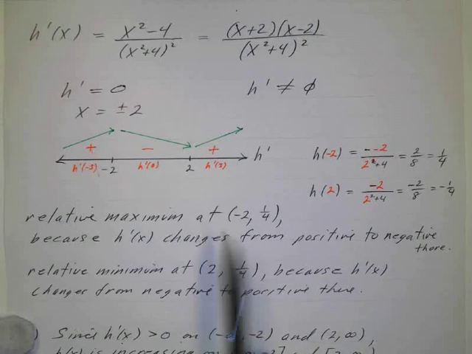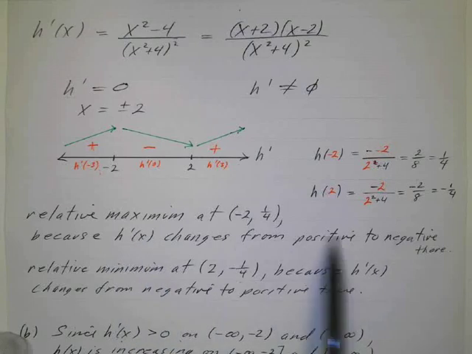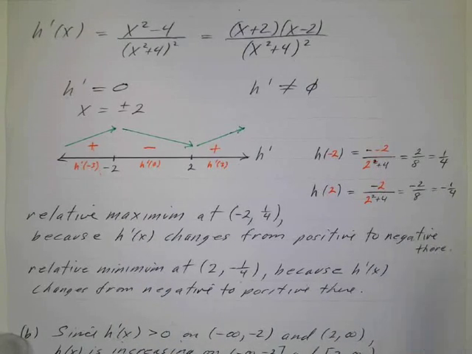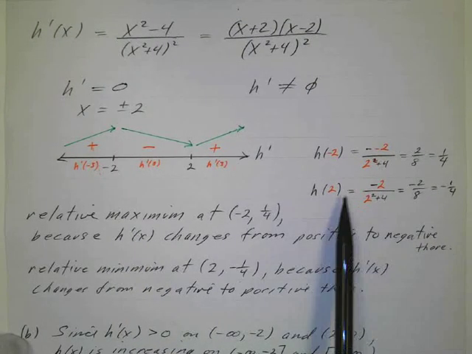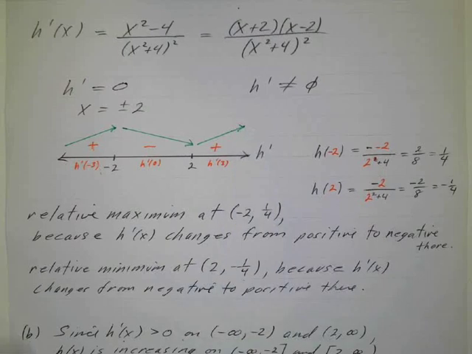So this was the relative maximum at negative 2, 1/4. Why? Because h prime, that's the derivative, changes from positive to negative there. And at positive 2, negative 1/4, there's a relative minimum. Why? Because h prime changes from negative to positive there. Okay.